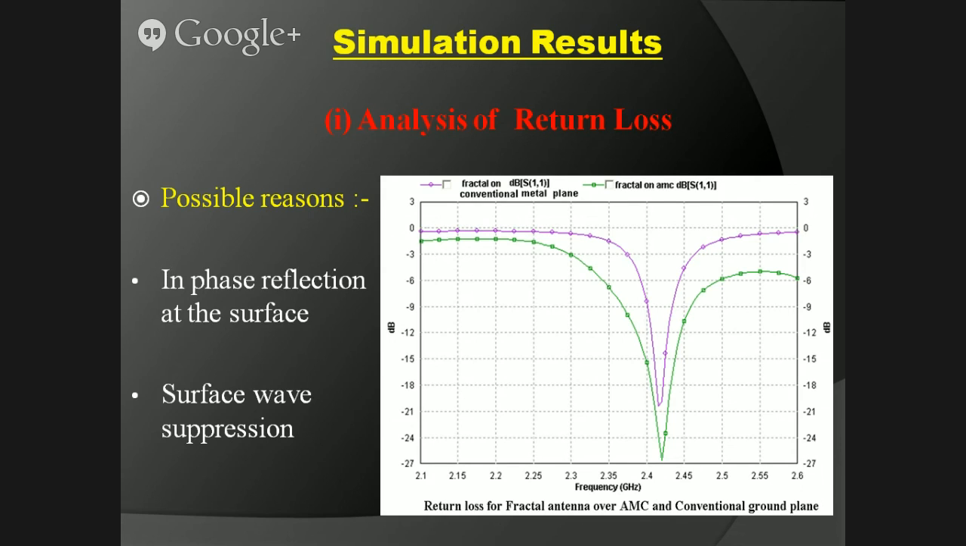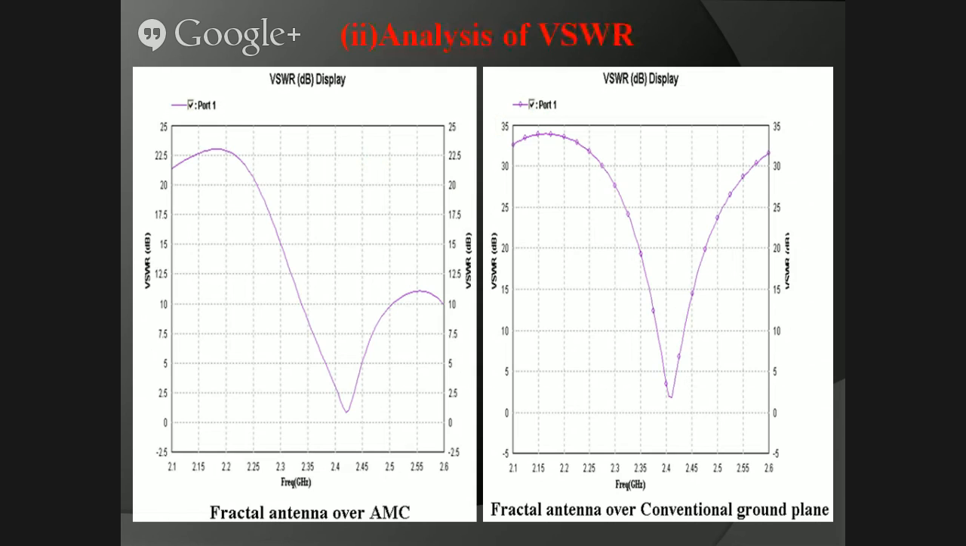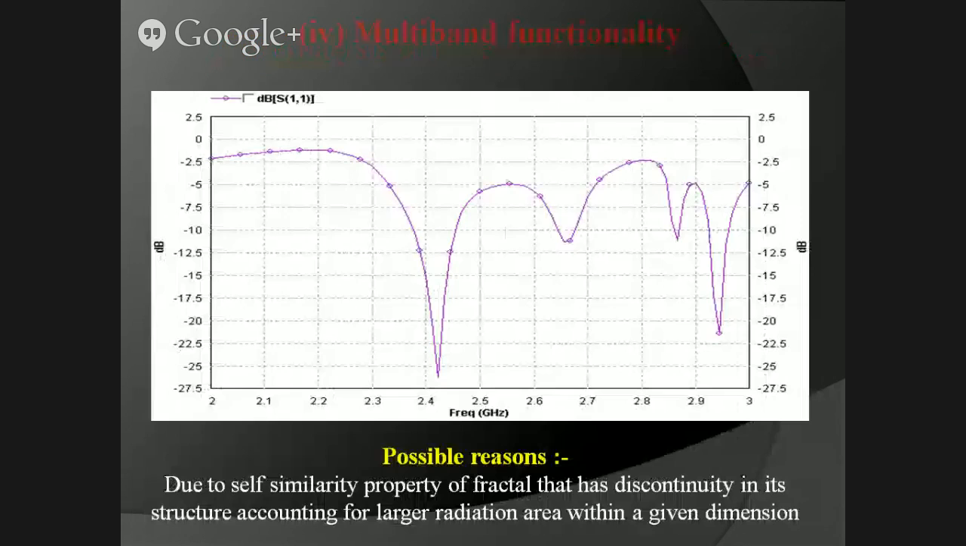Next was the VSWR comparison. In the conventional one, it was 1.86. In the AMC, it was around 1.7. This was the analysis of directivity and frequency. This was the multiband functionality. It is operating at 4 bands, basically because of the larger radiation area within a given dimension, the fractal functionality.